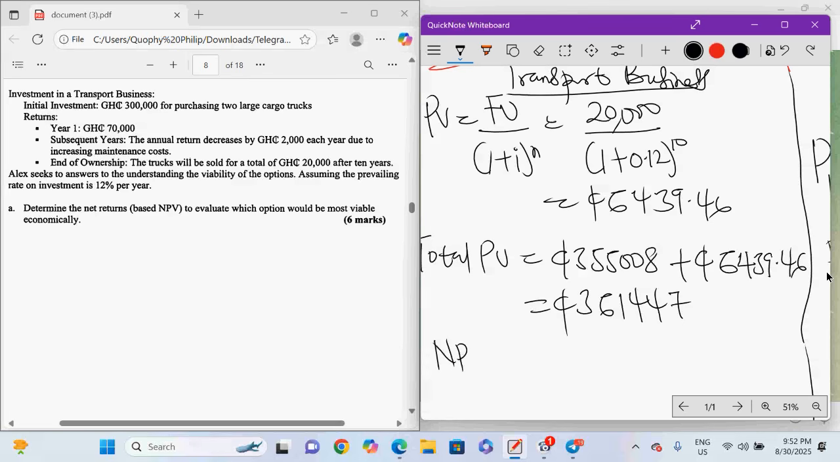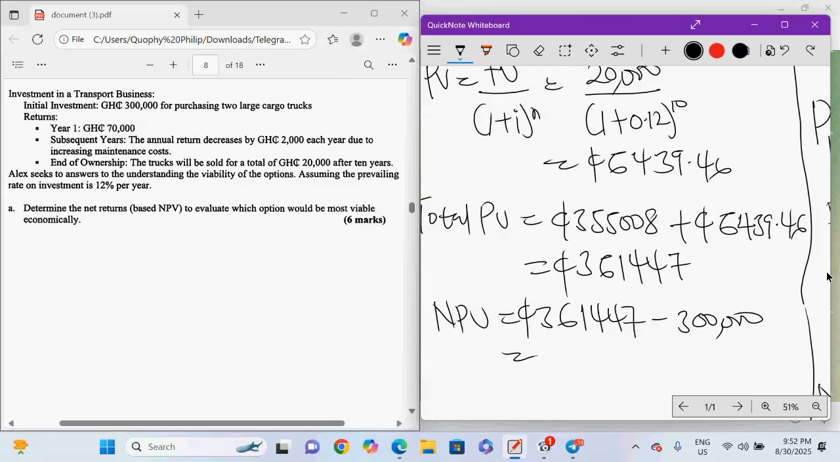So then we can now find our NPV. What will be our new NPV? NPV is 361,447 minus the initial outlay. So what will be the initial outlay? That will be 300,000. The NPV is 61,447. So this is for the transport business.